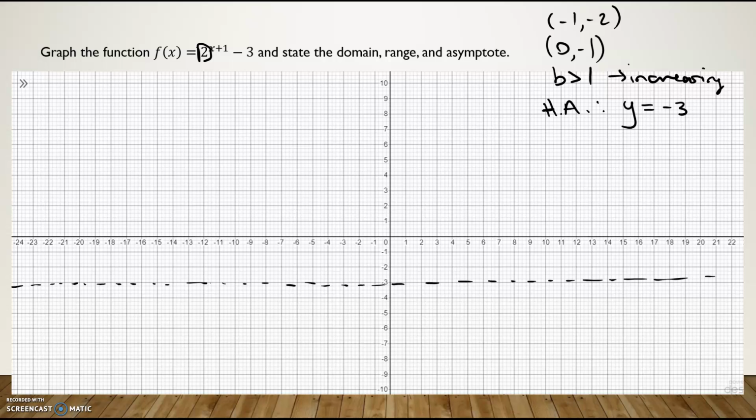Okay, so we have an increasing function. So it'll be going something like this right here, increasing. We have the horizontal asymptote. We'll go ahead and plot those 2 points, negative 1, negative 2, right here, and then 0, negative 1, right here. Okay, so it looks like our function will look like this right here.